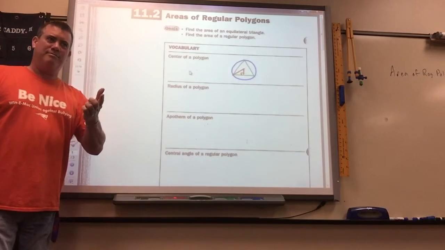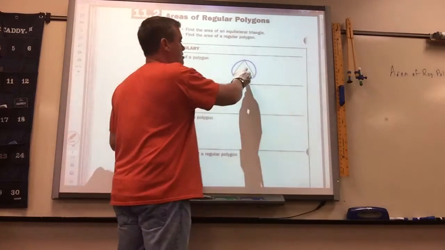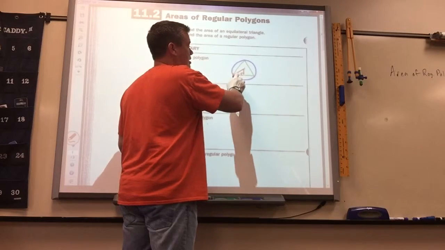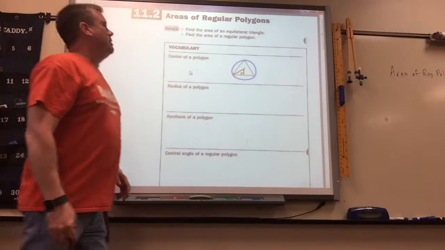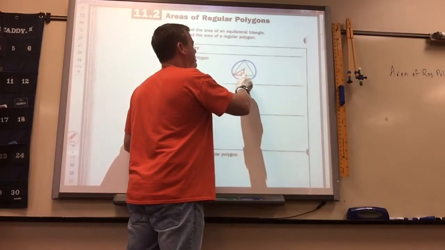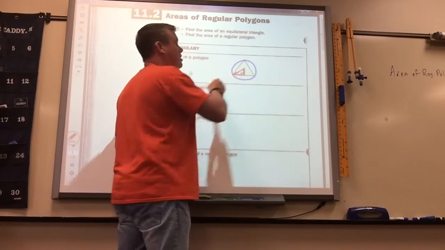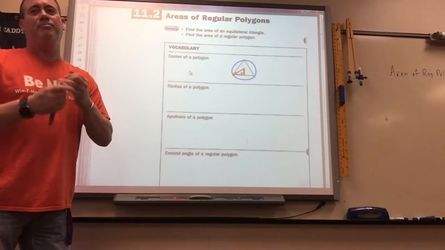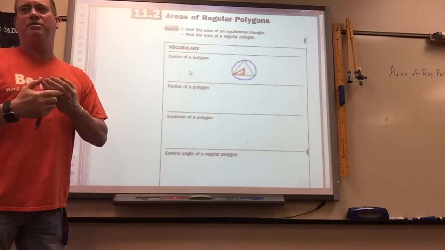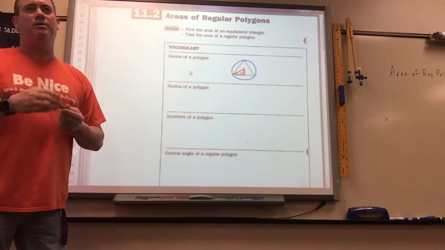Wait, what did you say the radius was? Radius is from the center to the edge of a circle. So center to the vertex. So what does this form right here? A right triangle. A right triangle, which means you're going to use Pythagorean theorem, sine, cosine, tangent, and the special triangle rules.